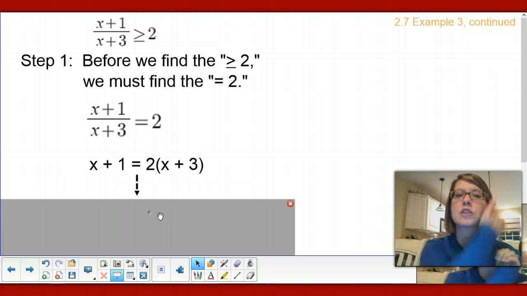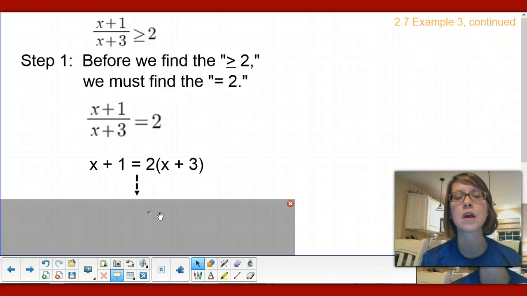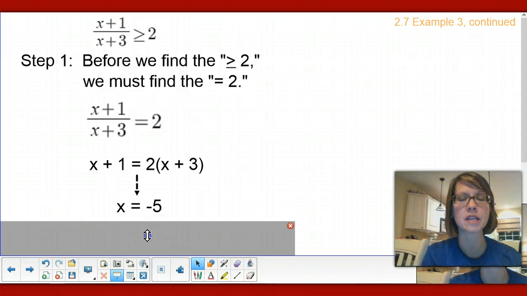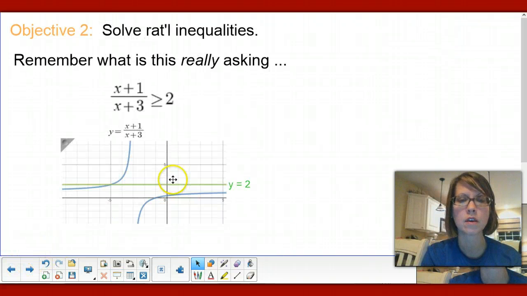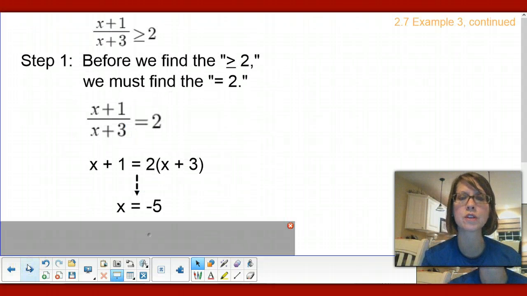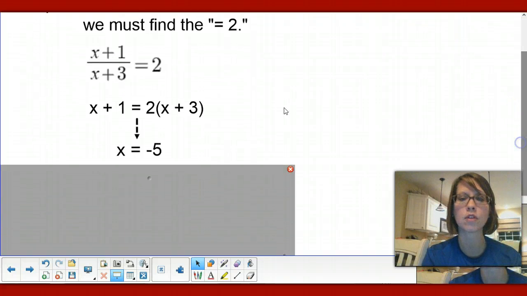I'm trying to indicate to you that there may be some inner work steps that you need to do to make sure you answer this correctly. Eventually, you should get to where x is equal to -5. Okay? If you glance back at this graph, if we were to zoom in a little bit, we should see that here's -5 and there's that intersection. So the algebra is confirming what we thought from the graph.